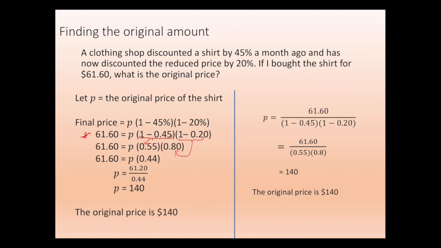The original price is 140. Or you can use the way I showed you, which is the final price divided by (1 minus 0.45) times (1 minus 0.20), which is 140, the same amount as you calculated. So we know that the original price is actually $140. Alright, this is the end of the lesson.